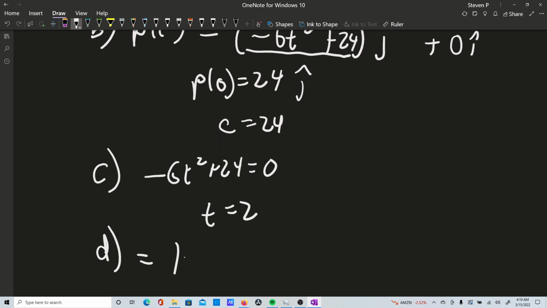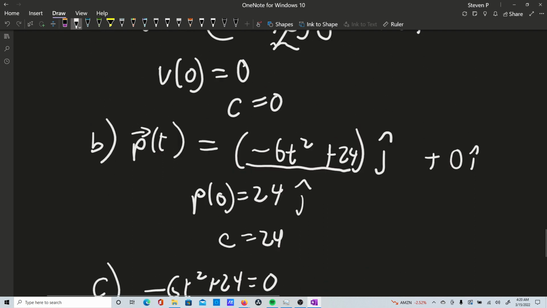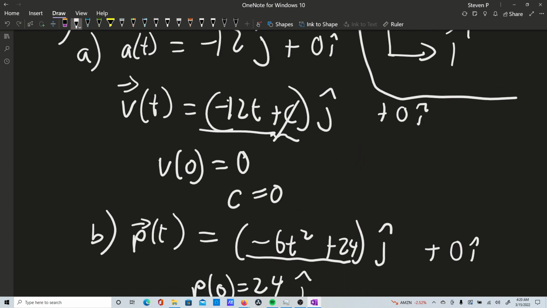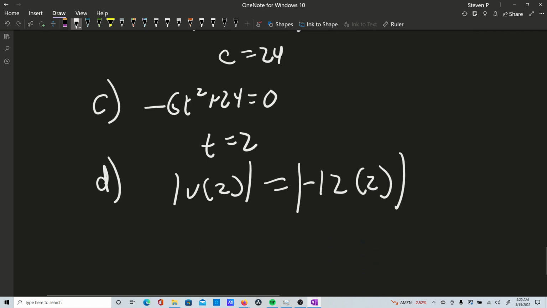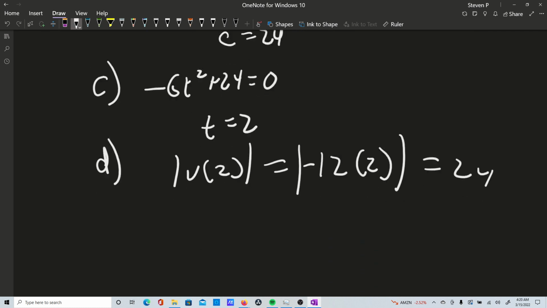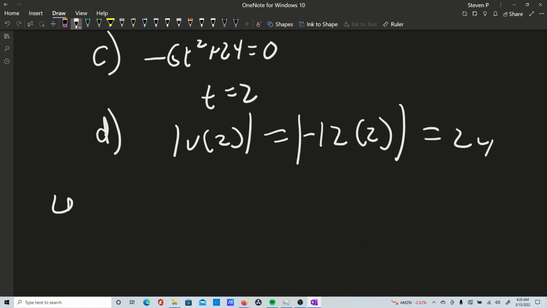So now the speed is just the absolute value of v of 2, the speed when it touches the ground. And you end up getting absolute value of 12 times 2. I'm just basically plugging it into this equation right here. And that gives you, what, 24? Okay, very good. So, onwards and onwards.